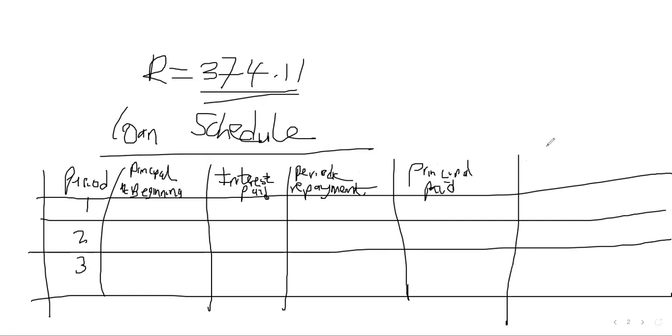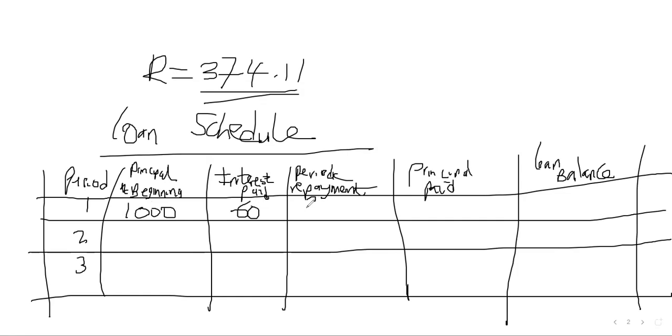Then we have the loan balance. So this is the format that we need to go for as we are getting down to this one. So here is 1,000. The interest paid is 1,000 times 0.06. So you're getting the interest here.